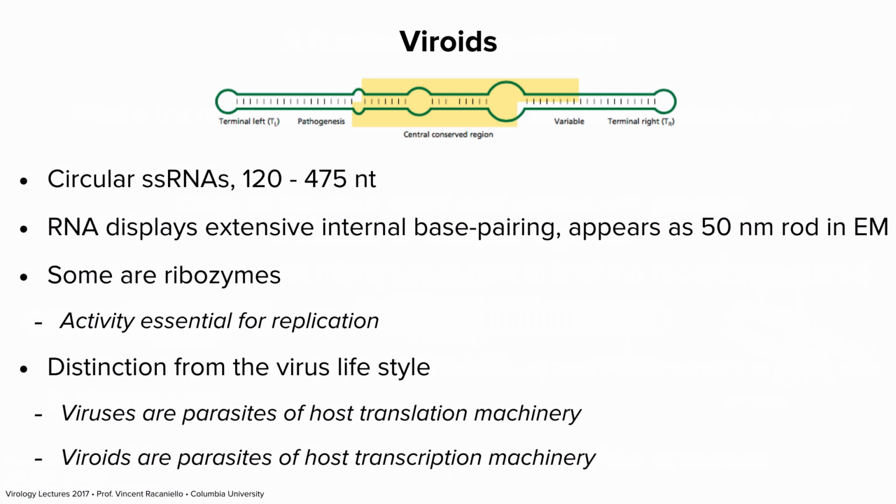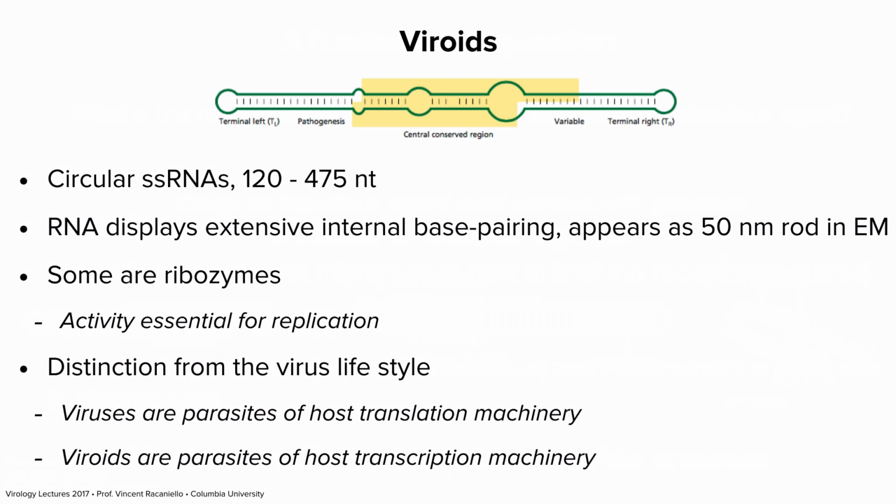So these are anywhere between 120 and 475 nucleotides in length. So they're pretty short. And as I said, the RNA is extensively base paired. It looks like a rod. If you did an electron micrograph of these, they would appear to be rod-like. And some of them have a very interesting feature called a ribozyme, which we'll talk about. This is an RNA enzyme, and it happens to be essential for the replication of those viroids that have it.